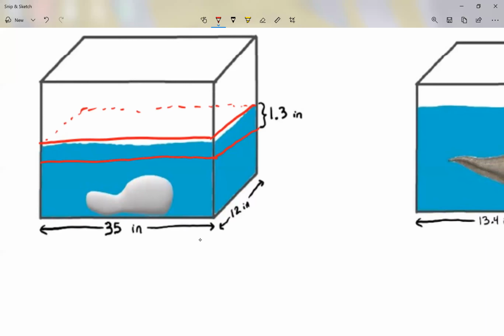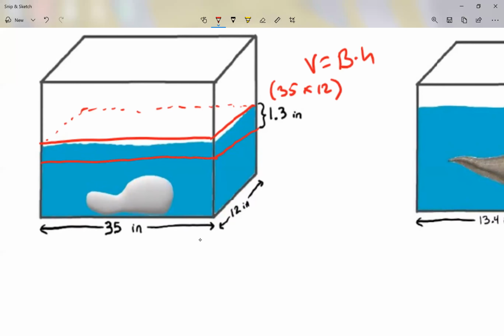It looks like I'm looking at a prism, right? If I'm looking at the change of water, it looks like I'm looking at a prism. And I remember yesterday, prisms, I said the volume is the area of the base times the height. So the base in this case is the rectangle at the bottom. I'm gonna go 35 times 12, right? That's the base. The height in this case is 1.3.